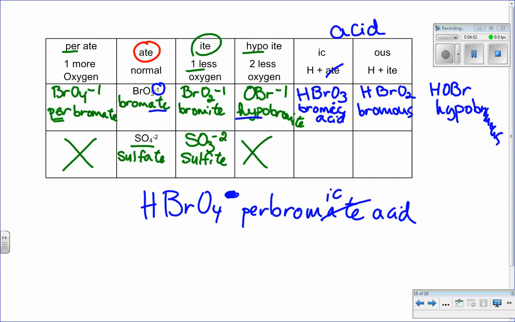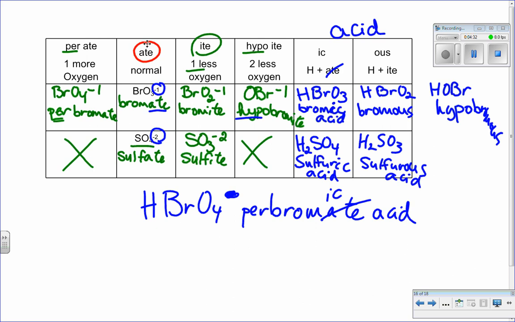So the same thing over here. Sulfate becomes, well, this adds a little extra syllable, and that's how many hydrogens I need. So H2SO4, H2SO3. So instead of sulfate, it's sulfuric acid, and then this one would be sulfurous acid.